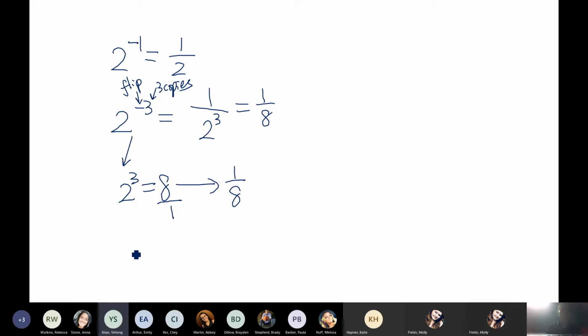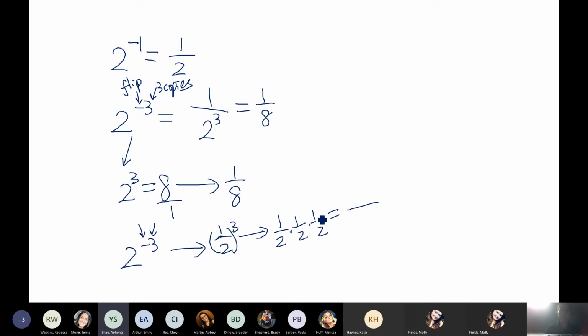So the other way to do 2 to -3, I could just flip 2 first, because this negative tells me to flip. So I'm going to flip 2, which gives me 1/2. After I get 1/2, I'm going to deal with that 3 copies. So I take 3 copies of 1/2. That gives me 1/2 times 1/2 times 1/2.